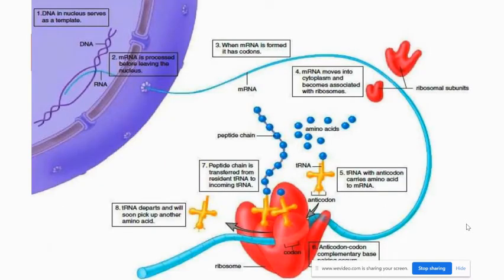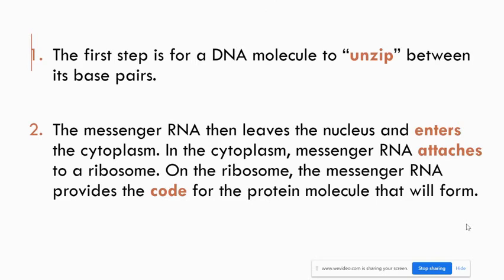This is kind of just a little diagram process. The first step for this process, protein synthesis, is that the DNA has to unzip and separate its two strands into two open strands. Then the messenger RNA leaves the nucleus and enters the cytoplasm. Once it gets into the cytoplasm, it attaches to a ribosome.